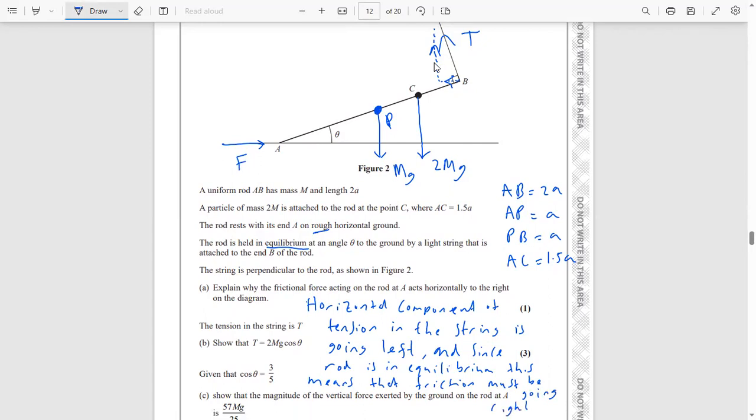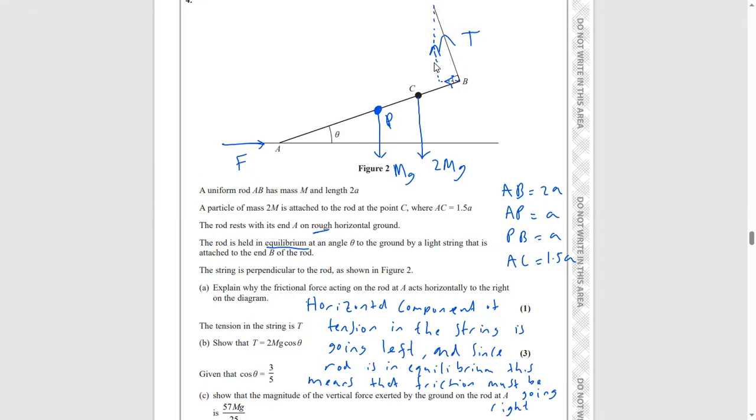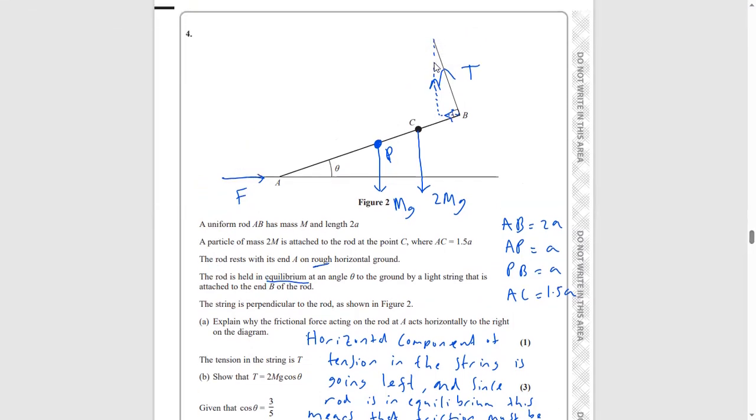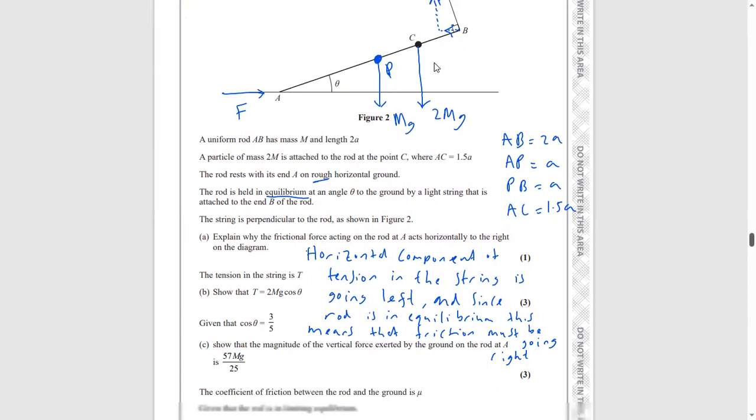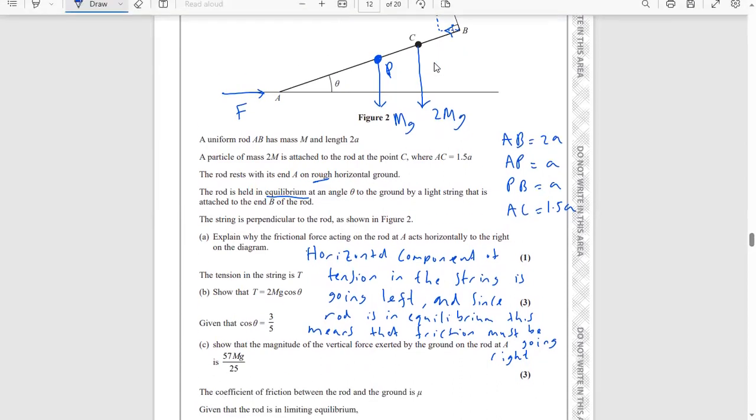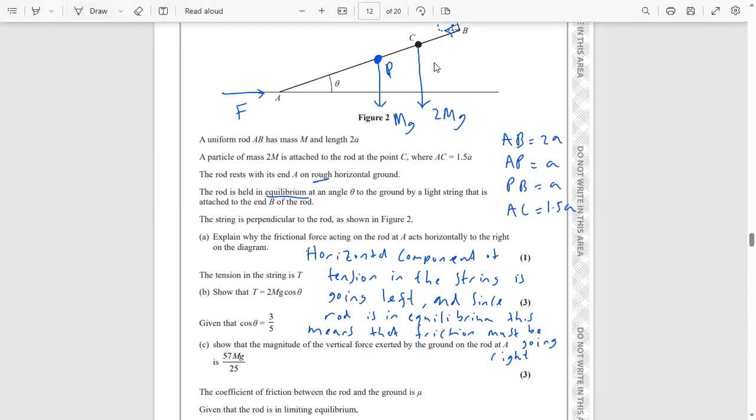So again, we've got friction, which is a horizontal force. We've got a component of tension which is horizontal, going to the left. So in order for the rod to be in equilibrium and not move, we need this friction to be going to the right to counteract this component of tension there. I'll just make my O neater so you can clearly see that this is an O.